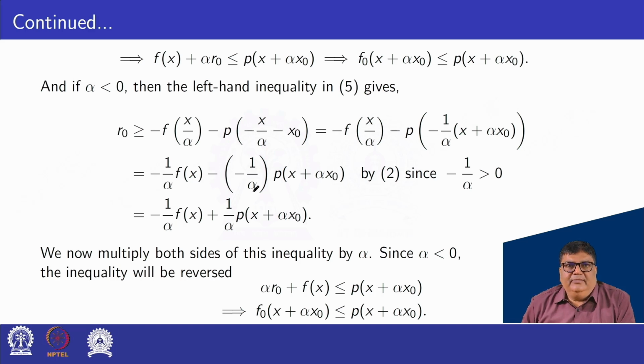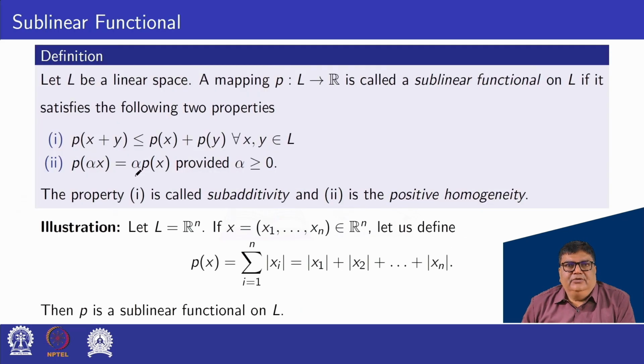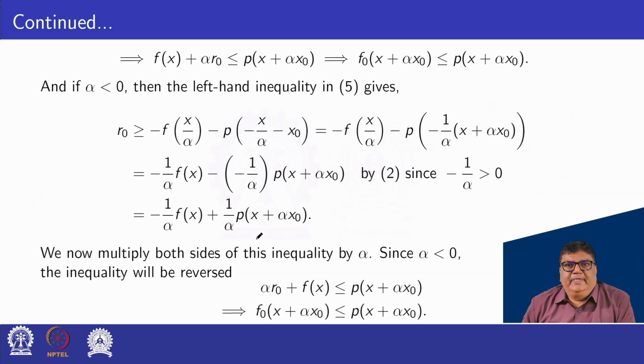Minus 1 by alpha p of x plus alpha x0. Okay, because minus 1 by alpha is greater than 0, since here alpha is less than 0 and again with the minus sign, that is minus 1 by alpha greater than 0, and applying the property p of alpha x equal to alpha p of x for alpha greater or equal to 0, we can write this one. Okay, so minus minus plus, so we can write minus 1 by alpha f of x plus 1 by alpha p of x plus x0.